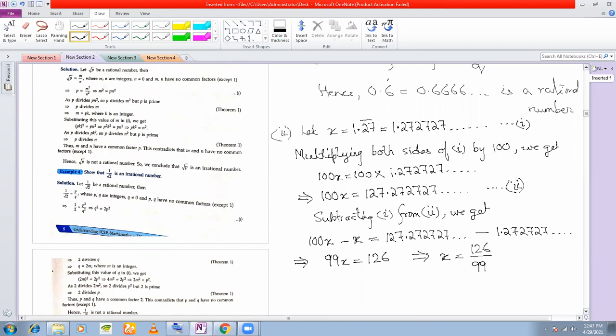In fact, you can reduce this a little further. You can cancel with 3 also. 33, and this is 42, and this will further cancel. So this should be 14 by 11. 14 by 11 is the right answer. Anyway, even if you don't cancel, it does not matter as long as you can write it as a fraction. Even if you leave it at 126 by 99, it does not matter as long as you can write it as a fraction.